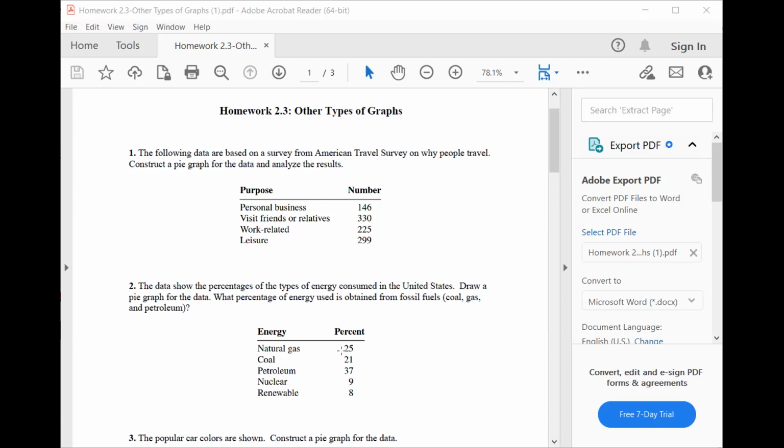Okay. Anytime you have a whole number and you want to convert it to a percentage, you just divide by 100. So if you take 25 and you divide it by 100, what do you get? 0.25. Right. And you're multiplying it by 360 degrees. So multiply that by 360. Okay, 90. So natural gas in number 2 is going to be 90 degrees of your circle. It's going to be 1/4 of your entire circle.